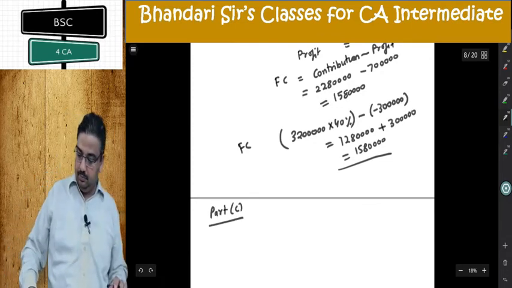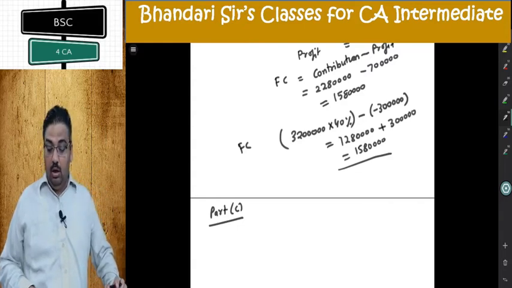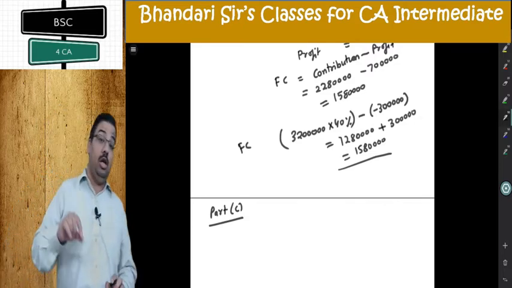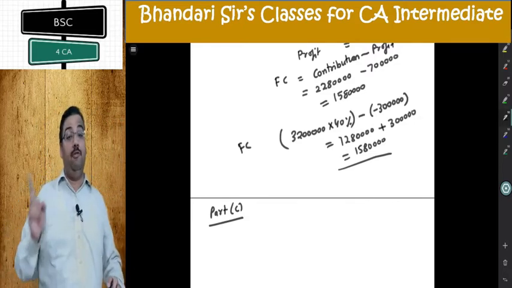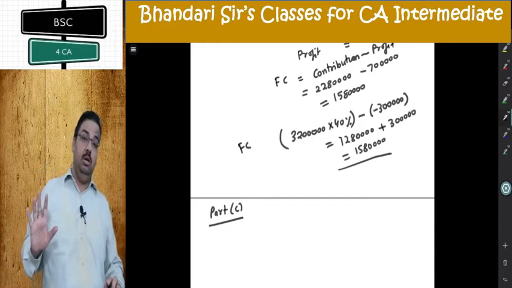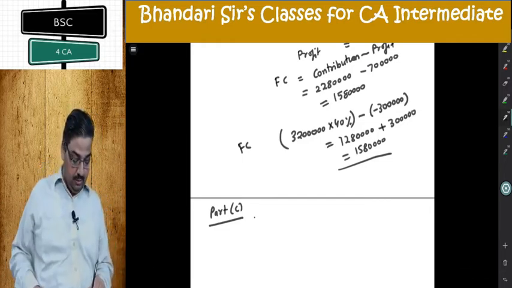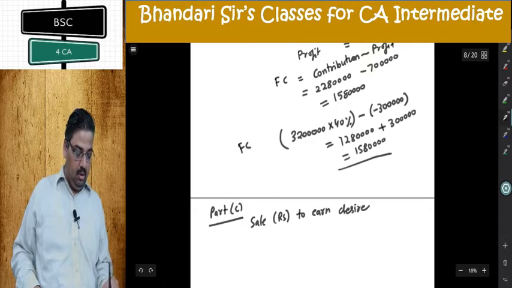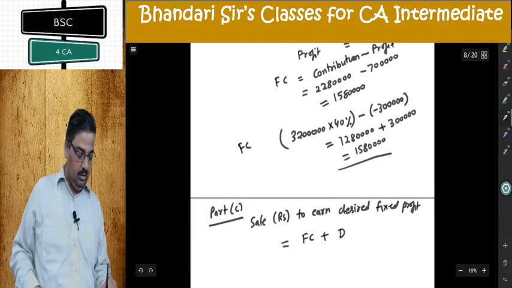Part C. Sales required to earn profit of rupees 12 lakh. Now, sale in units cannot be computed because you don't have any figure of per unit or units. It can be only sales revenue in rupees. Sale in rupees to earn desired fixed profit. What was the formula? Fixed cost plus desired fixed profit divided by PV ratio.